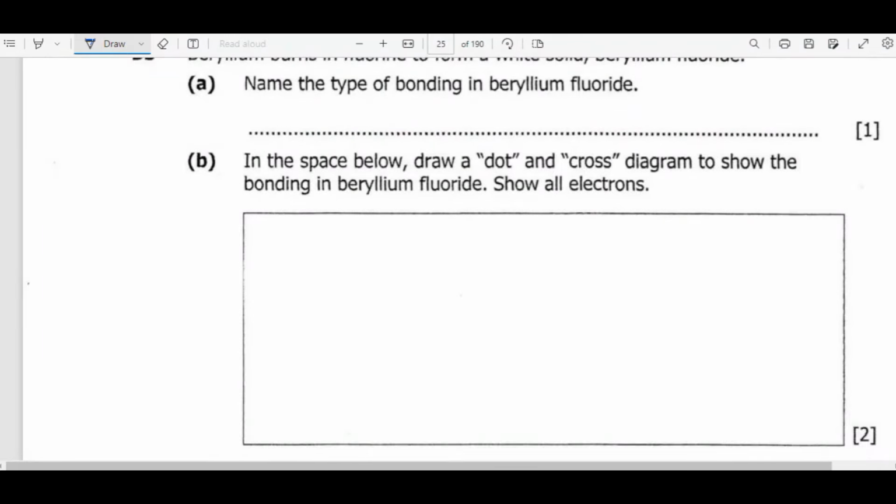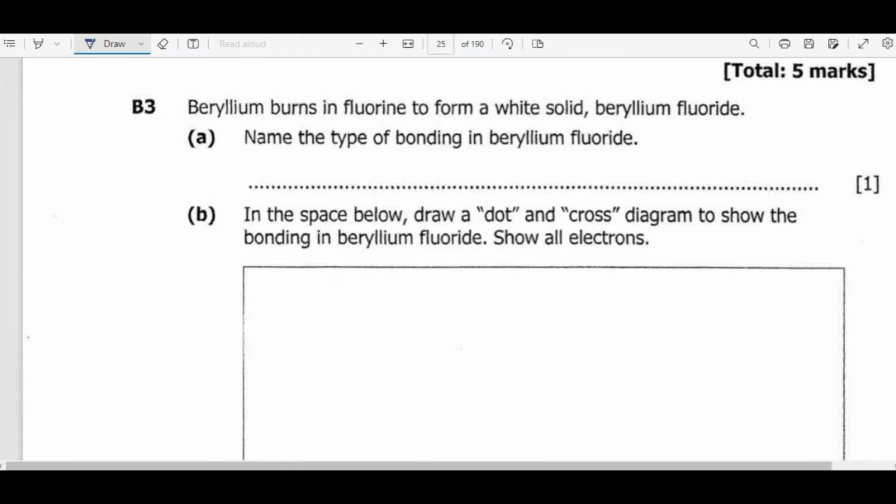Now we move on to question 3. Beryllium burns in fluorine to form a white solid, beryllium fluoride. Name the type of bonding in beryllium fluoride. So first we need to look at the nature of the elements that we are dealing with. So beryllium is coming from group 2 with the symbol Be. Then the mass number is 9, the atomic number is 4. So the electronic configuration will give us 2,2, which is there are 2 electrons in the outermost shell. So this is a metal.